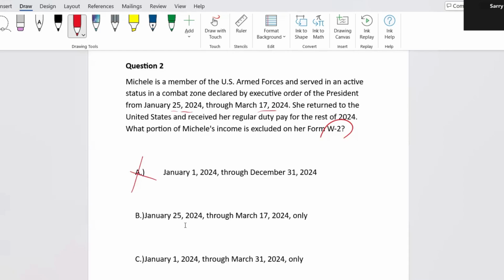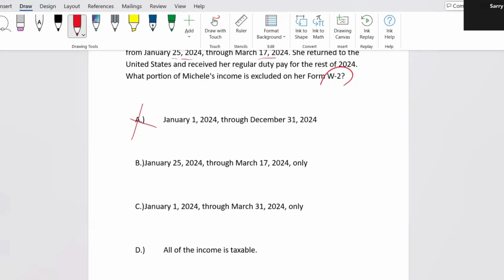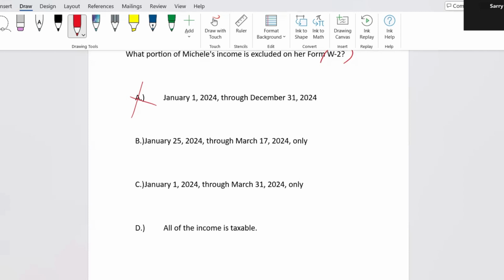Let's go to the second one. January 25, 2024 through March 17, 2024. Possible. Let's put this one on hold for now. Let's not choose that one, and let's also not eliminate it. Let's come back to it. And the other one, January 1, 2024 through March 31, 2024. Again, let's put that one on hold. And the last one is that all of the income is taxable, which means there is no exclusion, which would make this one incorrect.